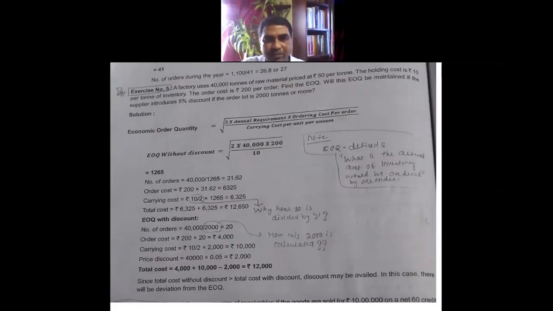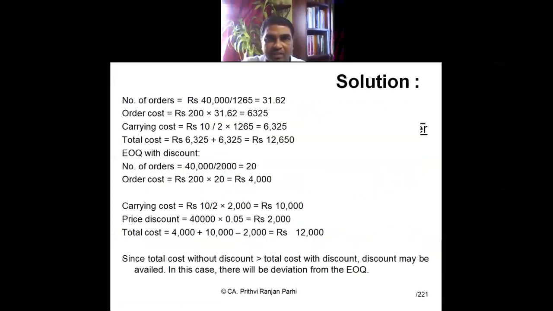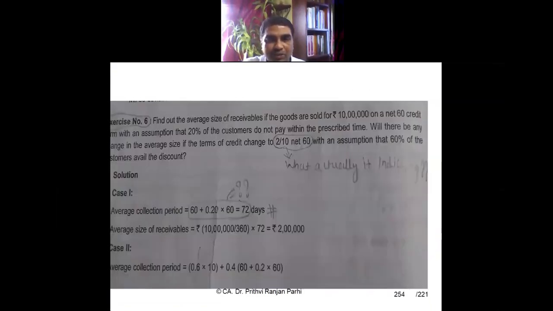I think this was one more doubt you had asked for. This has been clarified. This question also you had sent me. What is 2 by 10 net 650? I told you, once I clear this receivable management, after that only I'll be explaining what this is.